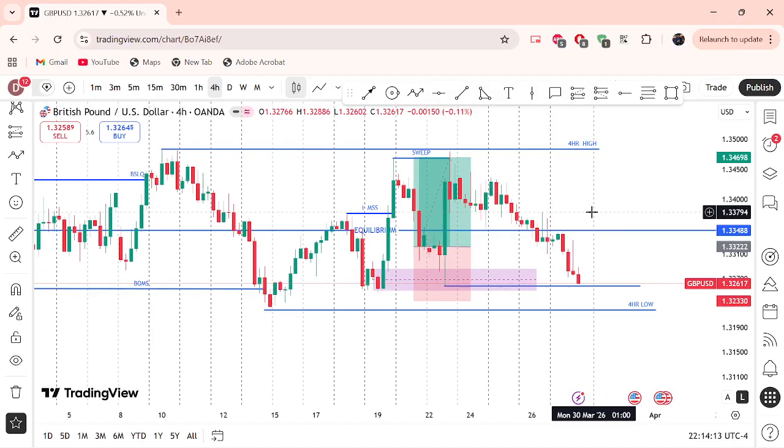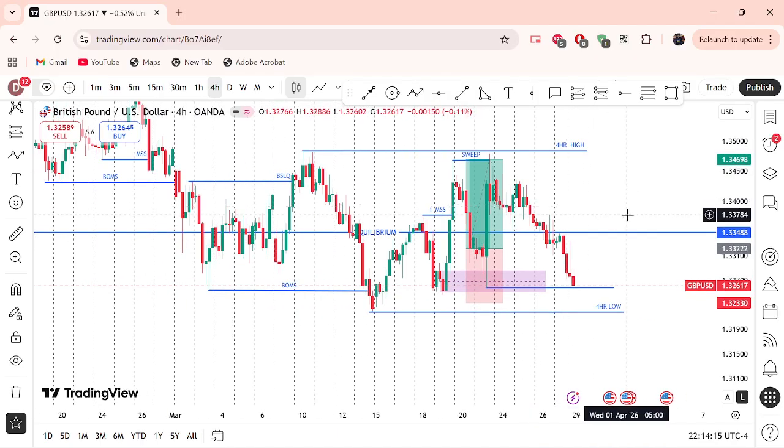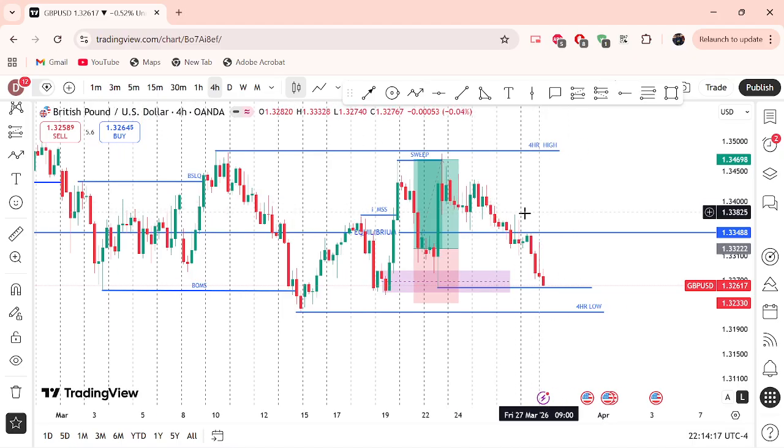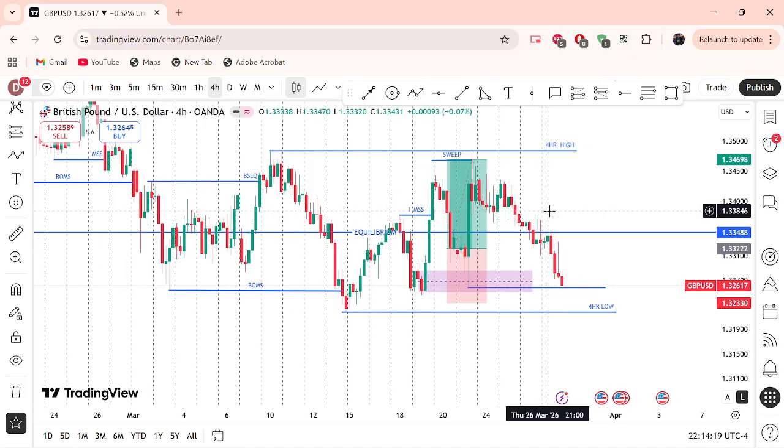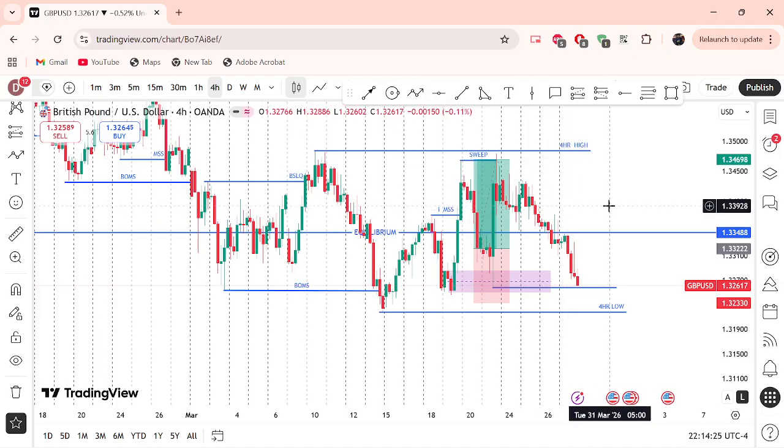Nothing was interesting this week, so it was just a slow week. But it has been an amazing week, though. I took two trades, two wins, despite how the week transpired.